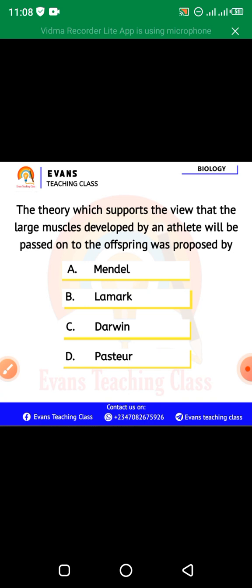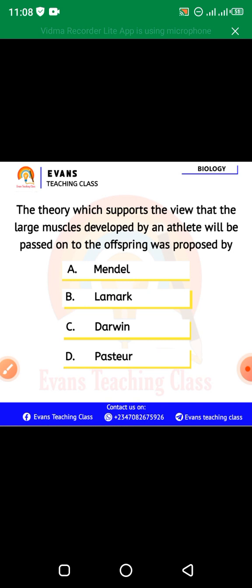Mendel does not work on something like this. Instead, Mendel is the father of genetics. Darwin works on natural selection in the topic of evolution. Pasteur also does not work on the theory which supports that. So our right option here is Lamarck.